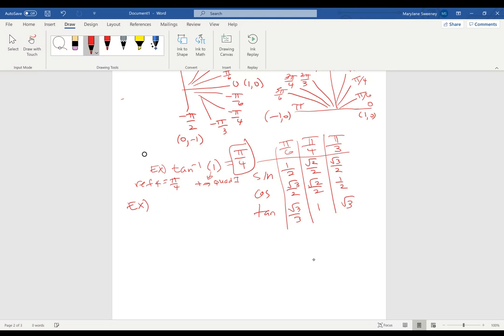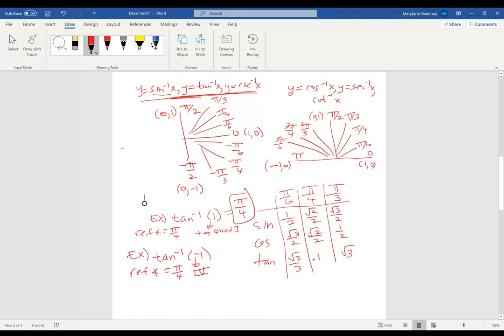Let's say, though, what if I had the same problem, but it was inverse tan of negative 1? Well, still, where is tan 1? The reference angle is pi over 4. But since this is negative, that tells me I'm in quadrant 4. How do I know I'm in quadrant 4? Well, if we go back up here, inverse tan. If you think about it, tan is normally negative in 2 places, right? Quadrant 2, quadrant 4. But for inverse trig, they restrict it so there's only one answer.